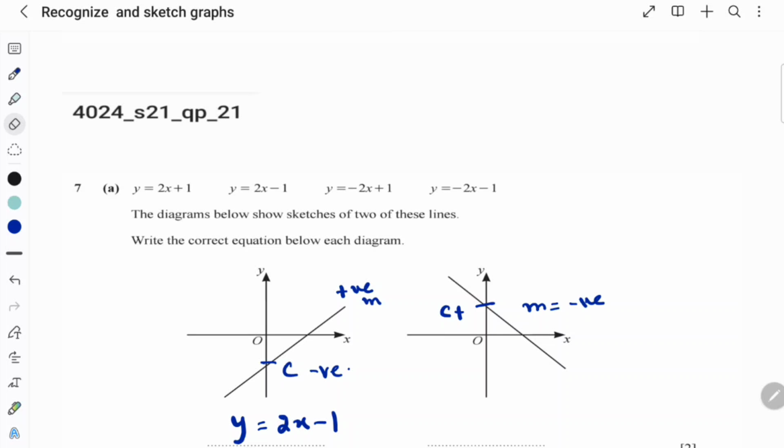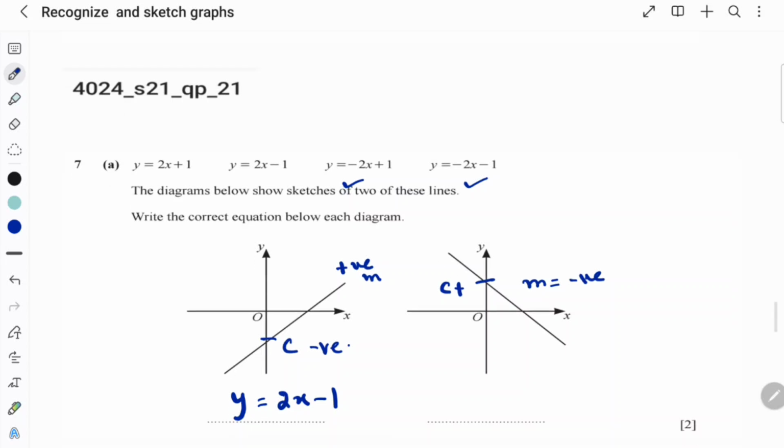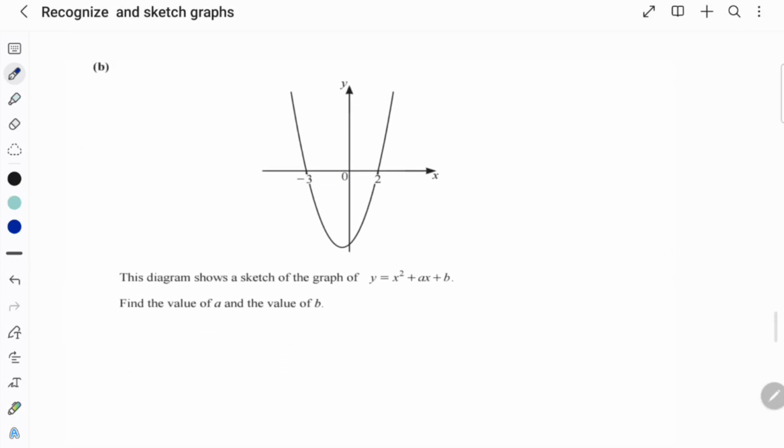Okay. Now the second one, the gradient is negative. So of these two, the gradient is negative, but the y-intercept is plus 1 in the first one and negative 1 in the other. So plus 1 will go with this, because the graph intersects the y-axis at the positive y-axis. So y equals minus 2x plus 1. This is also of 2 marks.